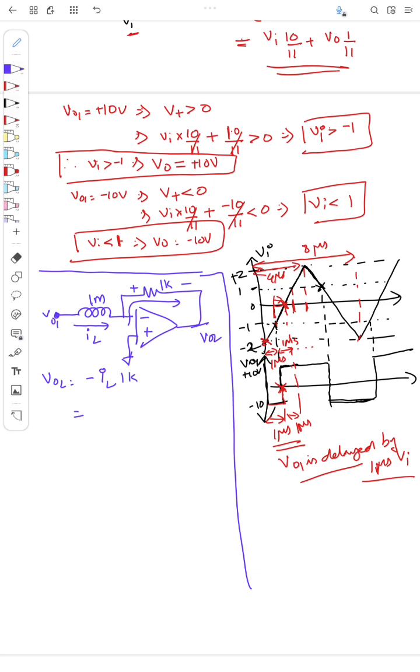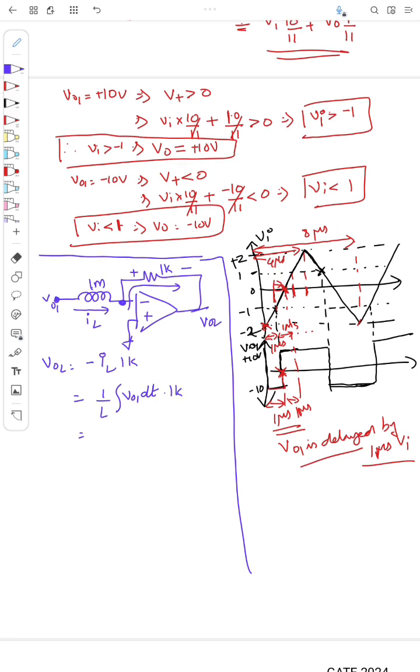So what is this IL? There is a voltage V01 across this inductor, and this is virtual ground, so this is like a ground. So the current through the inductor of inductance 1 milli will be equal to 1 by L integral of V01 dt, that is the current, and that into 1K. So this will be the V02.